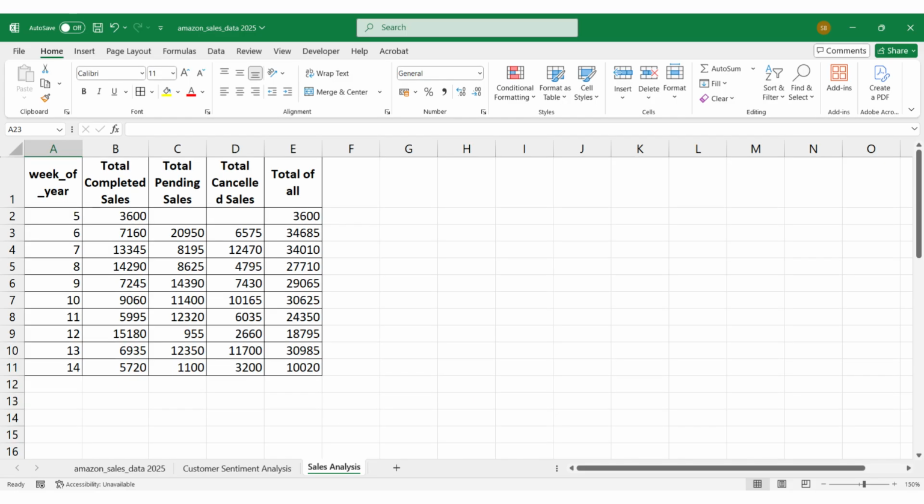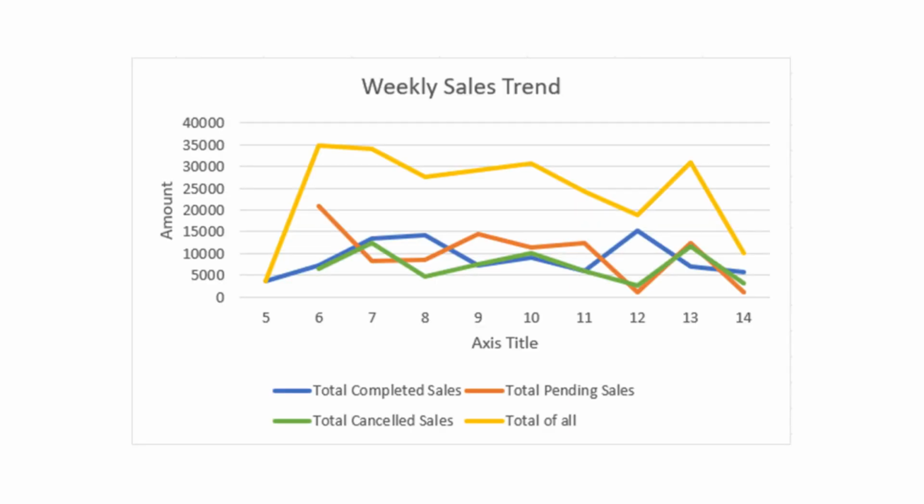Pending sales. As for pending sales, they started out relatively high in week 5. From there, the numbers gradually decreased, showing a consistent downward trend all the way through week 12. However, week 13 saw a bump, bringing pending orders back up to the level we observed around week 9. Finally, in week 14, pending sales once again dropped, approaching the lowest levels recorded so far.